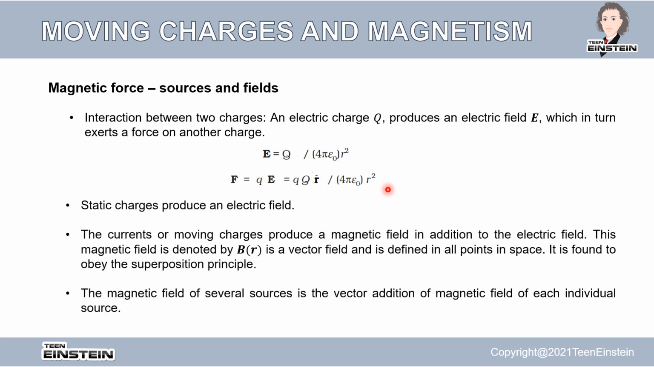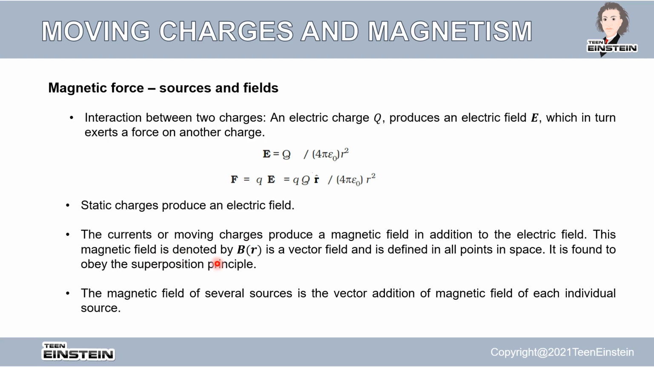Now let's see the case of a magnetic field. These static charges produce an electric field. In this first case, both the charges are at rest, so they are static charges and they produce an electric field. What if these charges start moving? Then they give rise to current. So the currents, or moving charges, produce a magnetic field in addition to the electric field.